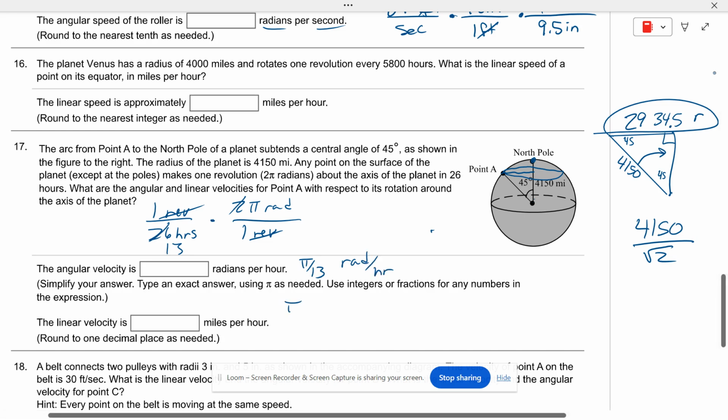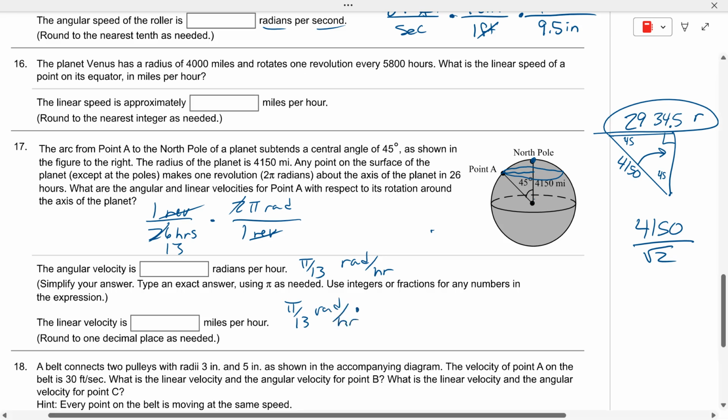And then you take your pi over 13 radians per hour, and then you multiply by the radius, which is 2934.5 miles. And then your radians cancel, so then you get miles per hour. Okay.